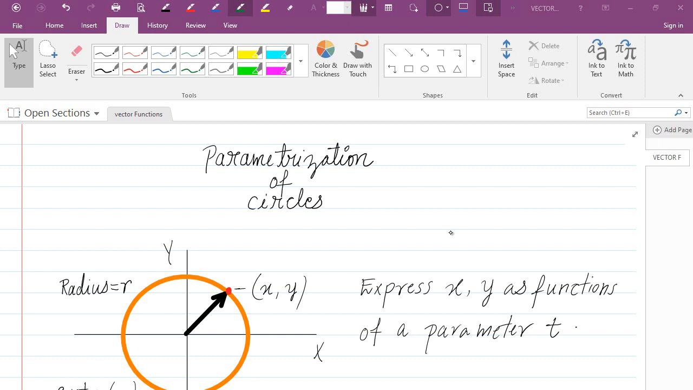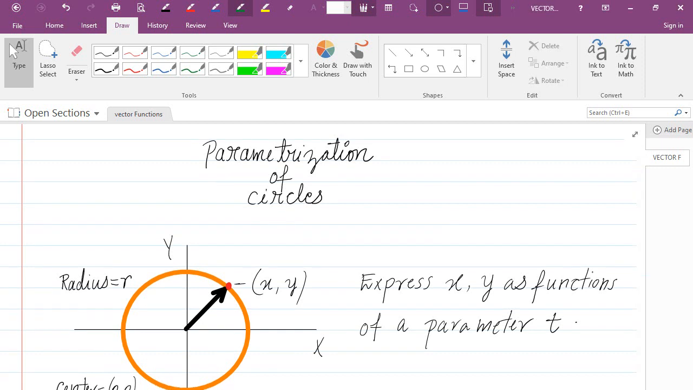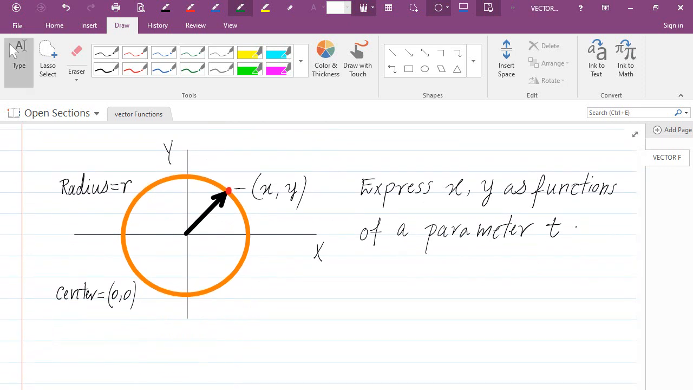In this video, we will be parameterizing circles. So let's say that we have a circle of radius r centered at the origin in the xy plane, and we want to parameterize this circle. That is, we want to come up with a parameterization of this circle.